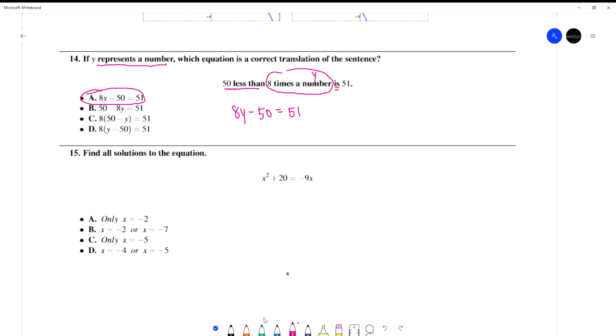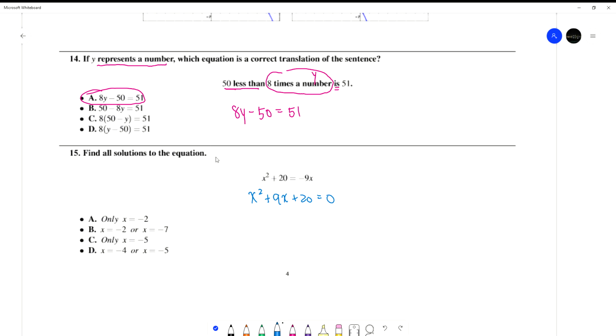Number 15, find all solutions to the equation. This is a quadratic equation, right? So we have to first put it in standard form, set it equal to 0. So add 9x to both sides. You have x squared plus 9x plus 20, and you also want it to be in the highest to lowest power, right? Now, the quickest way to solve these is to factor if it's factorable, right? You don't want to use the quadratic formula here, otherwise it will take you longer.